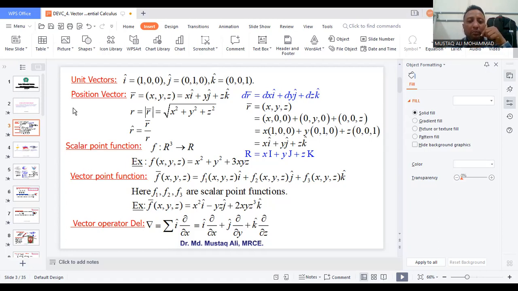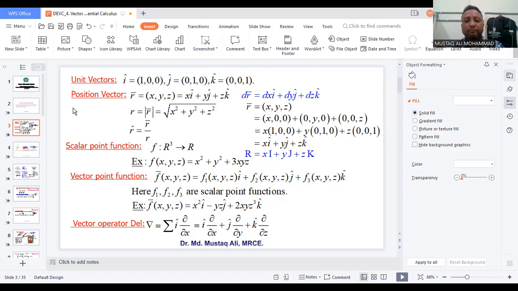So here dr bar equals dx i bar, dy j bar, dz k bar. R bar equals xyz, and this can be split into three parts like this: x i bar, y j bar, z k bar. You can see here x 1 0 0, y 0 1 0, z 0 0 1.